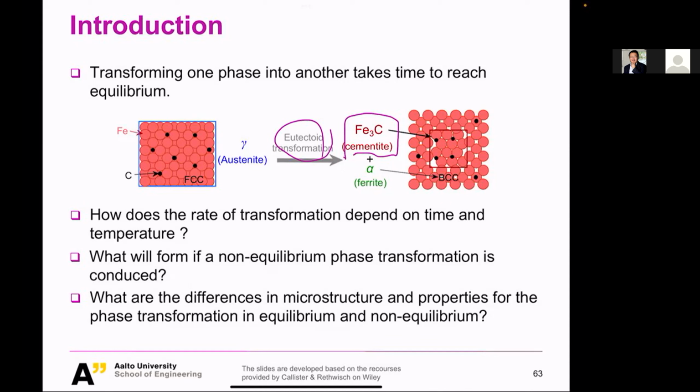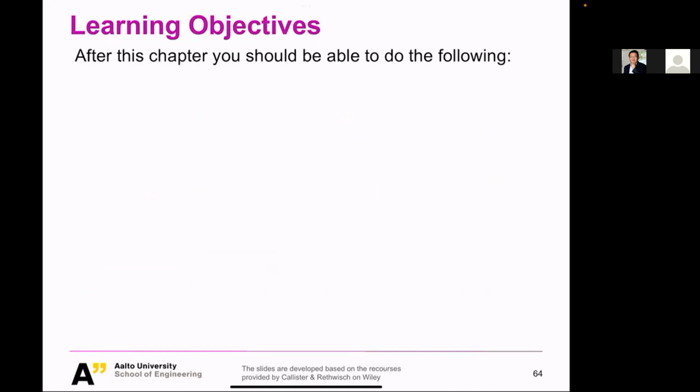And the last point is really finally trying to relate this phase transformation back to our microstructure and also to the properties. So when you have an equilibrium phase transformation, what does the microstructure look like, and what will the property look like? And when you have a non-equilibrium phase transformation, what kind of microstructure are you producing and what mechanical properties correspond to that? All right, so this is basically the key message of the second half of today's lecture.